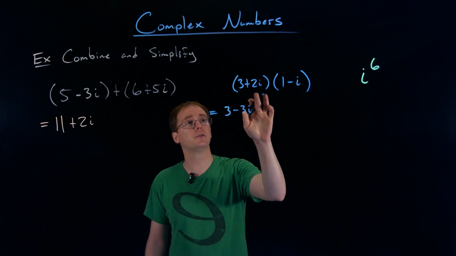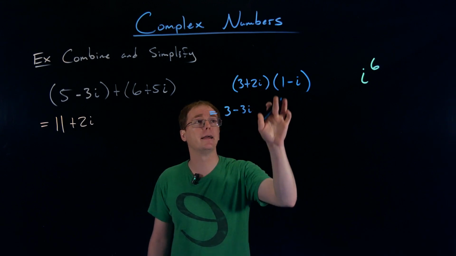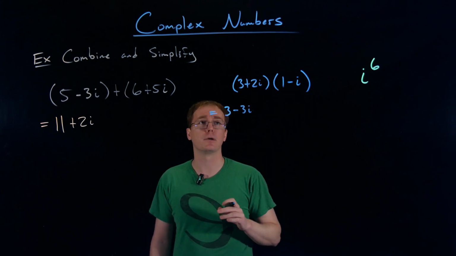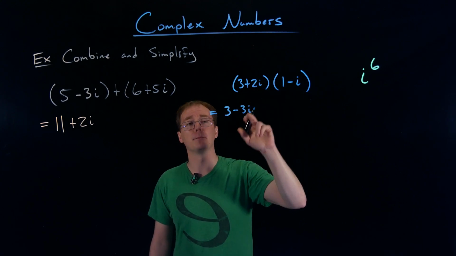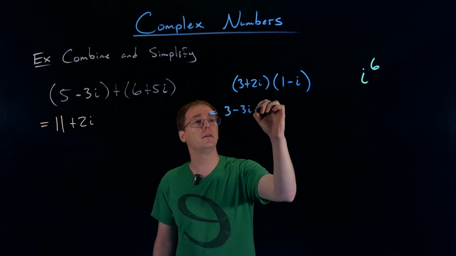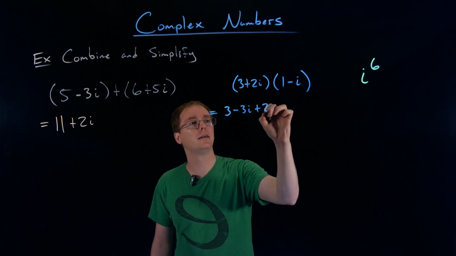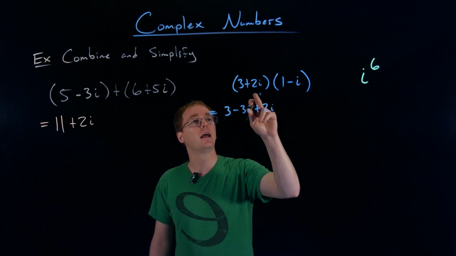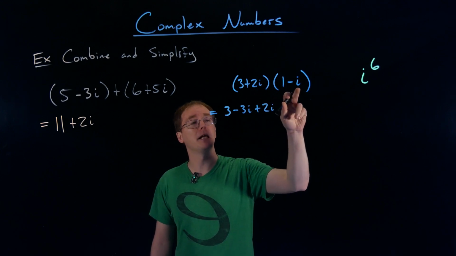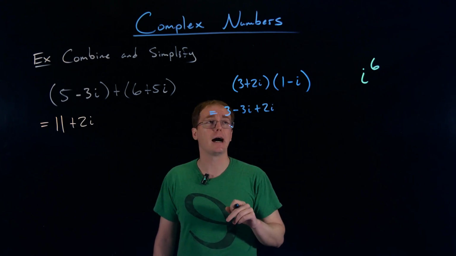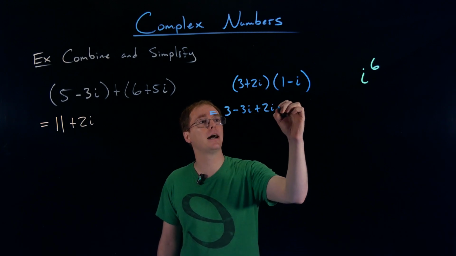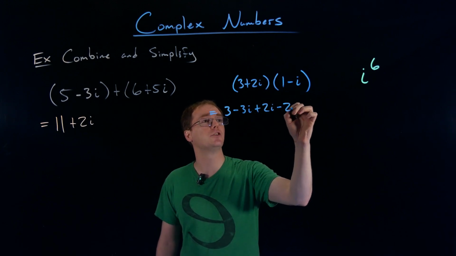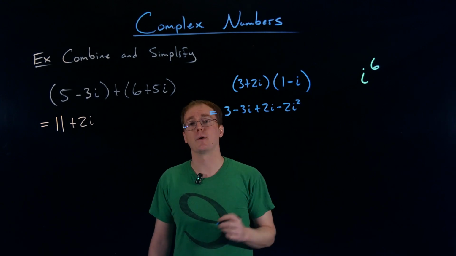Now we have to distribute the second term of 2i throughout that second quantity in parentheses. So 2i will get distributed and multiplied with that first term of 1, but 1 times 2i is just 2i. And then 2i will get distributed and multiplied with -i as well. So 2i multiplied by -i is going to give us -2 times i squared.